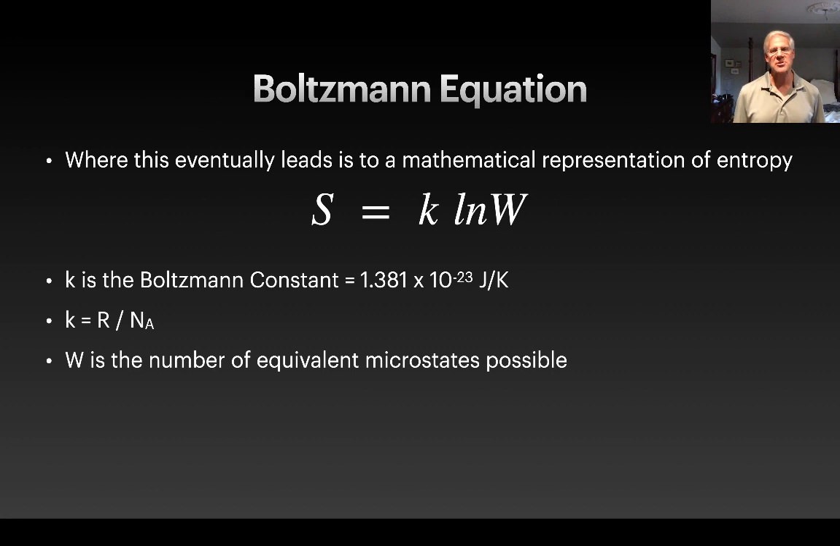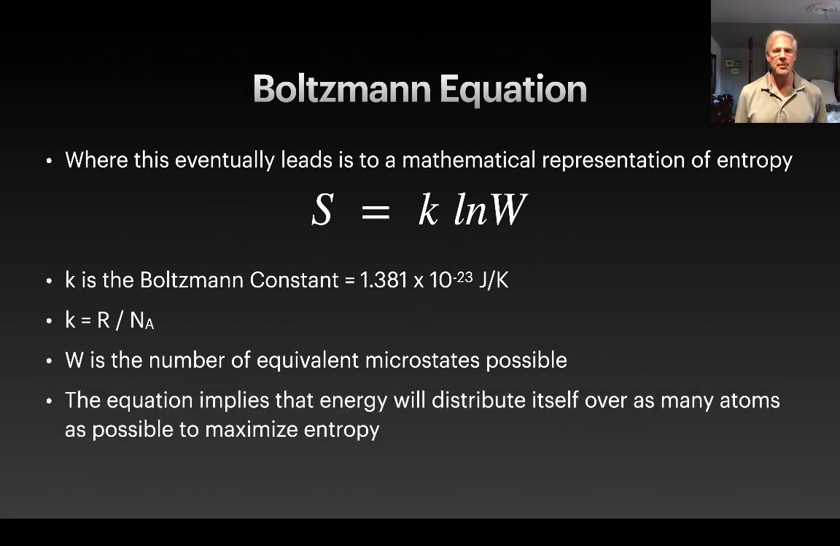Now this W that we're taking the natural log of is the number of equivalent microstates that are possible. So this is where you can imagine it would be very difficult to use this equation in a practical sense. However, it's very important in a theoretical sense. It's not something we are going to use in this class, but it's good just to be familiar with where this idea of entropy really comes from. But what this equation really implies is that the greater the number of equivalent microstates that are possible, the greater the value of S is going to be. So what this means is that energy will distribute itself over as many atoms as possible in order to maximize the entropy of the system.